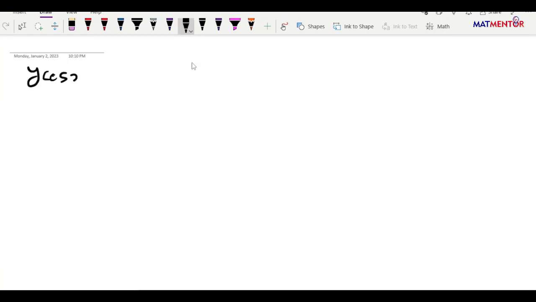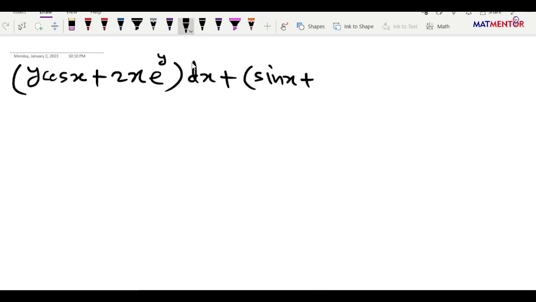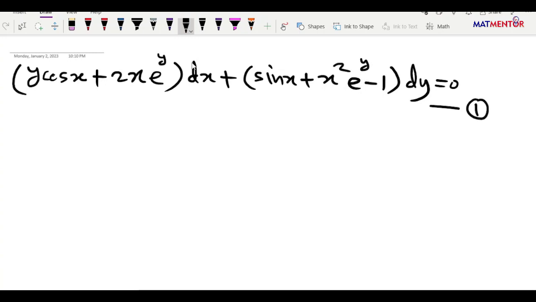(y cos x + 2x e^y) dx + (sin x + x² e^y − 1) dy = 0. This is equation number 1. So this is our problem. First we will see whether 1 is an exact differential equation or not.